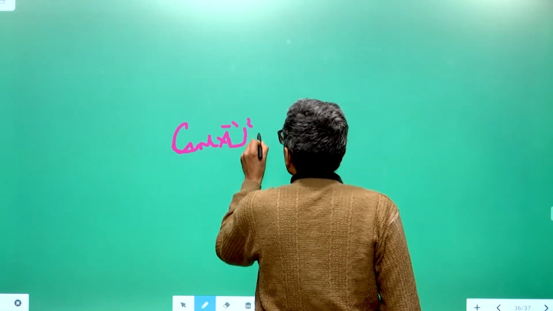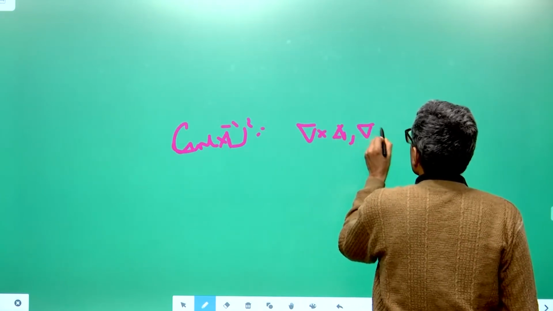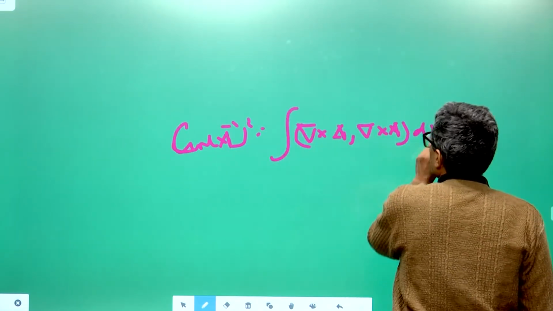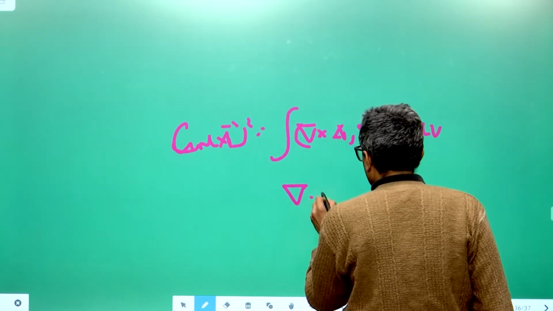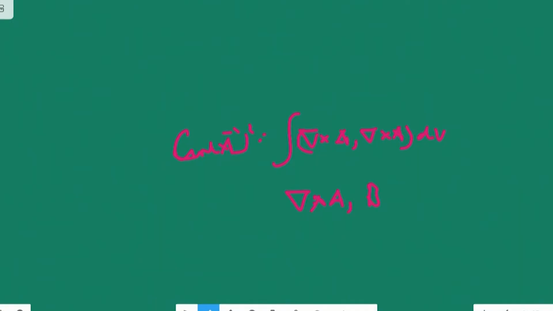Curl of A square is nothing but del cross A dot del cross A, the dot product, dV. Now, this can be written as del cross A dot B, because del cross A is B. Now, if you look at del dot A cross B, it can be written as del cross A dot B minus A dot del cross B. The integral of del dot A cross B is 0 by the Gauss divergence theorem. Del dot A cross B dV over the cavity is simply equal to A cross B dot n dS, where n is the normal to the cavity, and by the boundary conditions on the boundary, this A and B will cancel out.